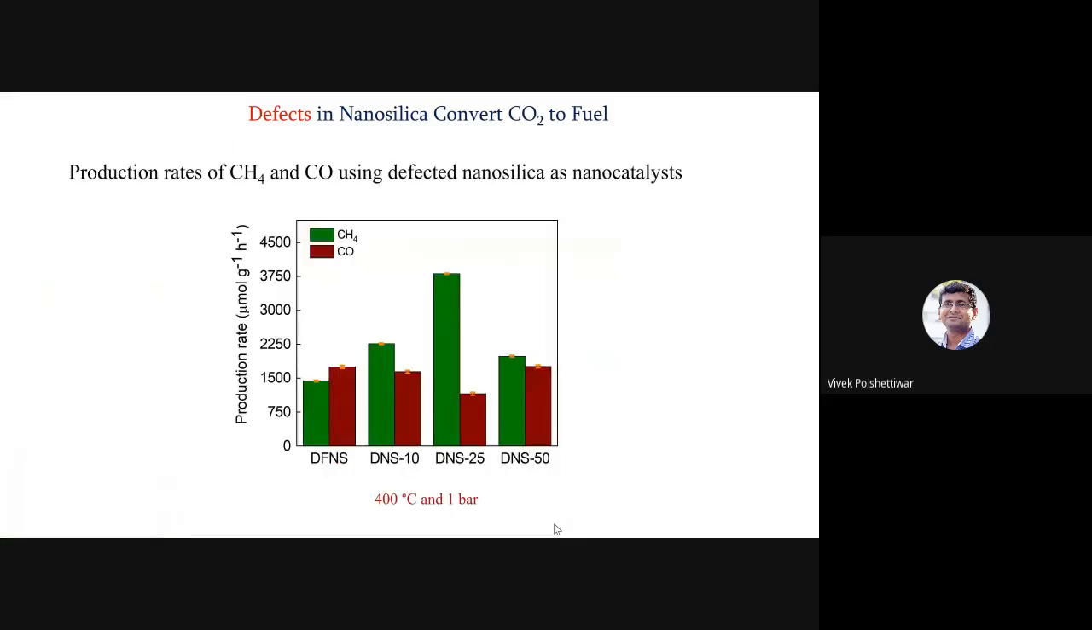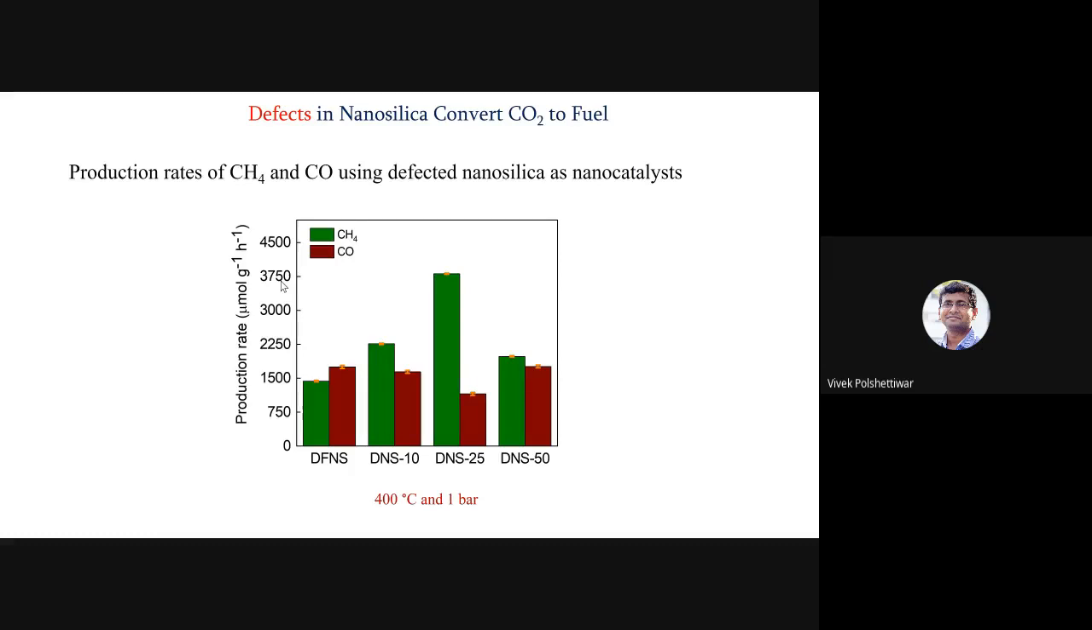And that's how we did it. You can see DFNS, which is pure silica and also has some naturally occurring defects, but as soon as we create more and more defects, the CO2 to methane yield increases, and you have 3750 micromole per gram of yield.